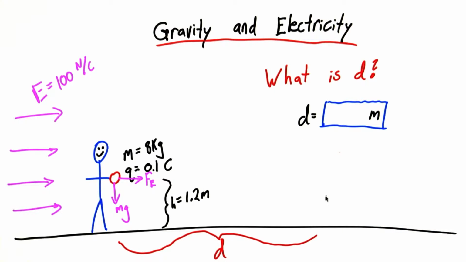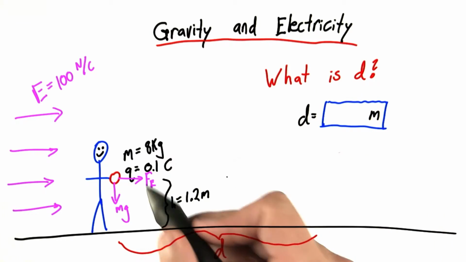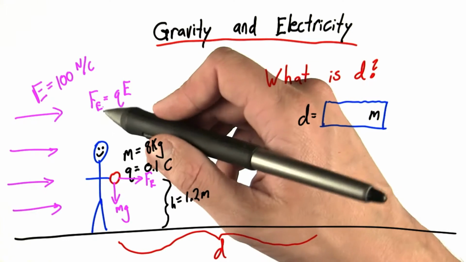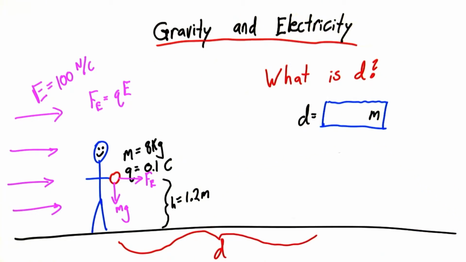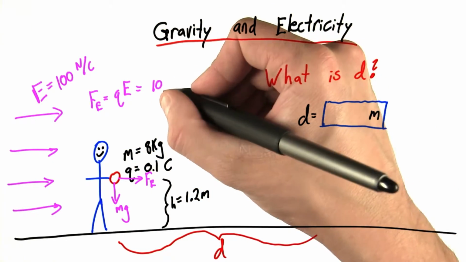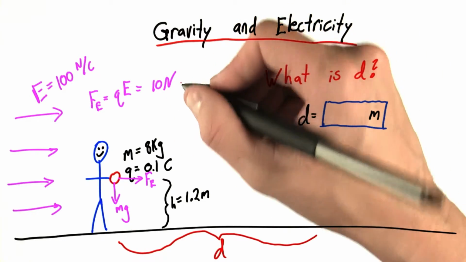Now let's analyze the horizontal component of motion. And that's governed entirely by the electric force. And remember, the electric force is equal to Q times E, which in this case would be 0.1 times 100, or 10 newtons. Well, that 10 newton force is causing an acceleration.